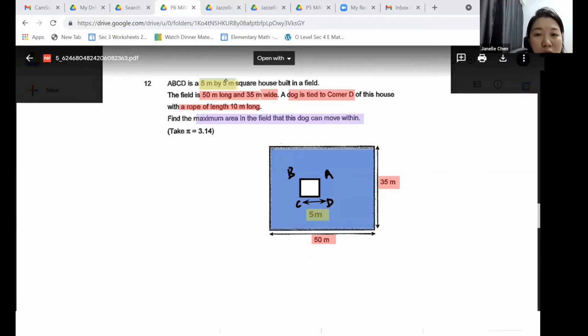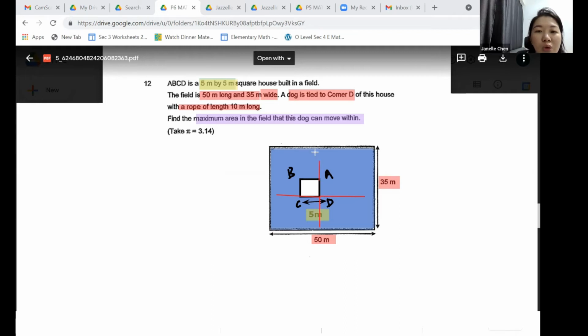So let me try to draw the rope first. I will draw it in red. Since it's twice the length of the square house, I will draw it approximately twice the length of it. As you can see, it's somewhere here. So the dog will be able to run around twice here and also the other side here twice as much. And also it will be able to run here as well, and here as well.